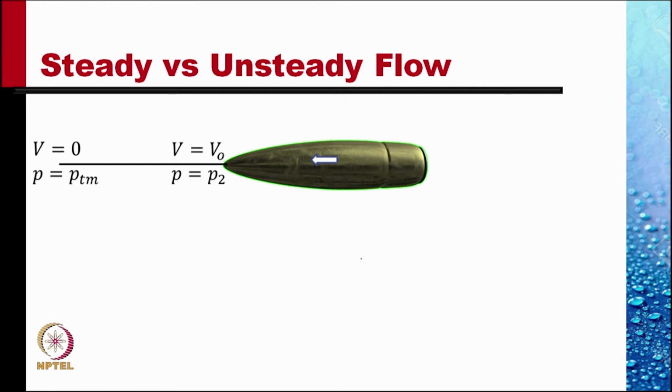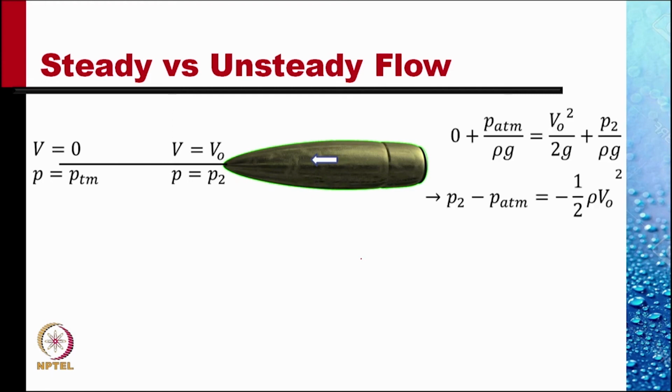If we apply Bernoulli equation between these 2 points, I get P2 minus P atmospheric is equal to minus 1/2 rho V0 square. That is, the pressure at point 2 is below atmospheric pressure by an amount 1/2 rho V0 square. This is clearly against the observed phenomena. The pressure at the nose of this projectile is always more than the atmospheric pressure. So where have we gone wrong?